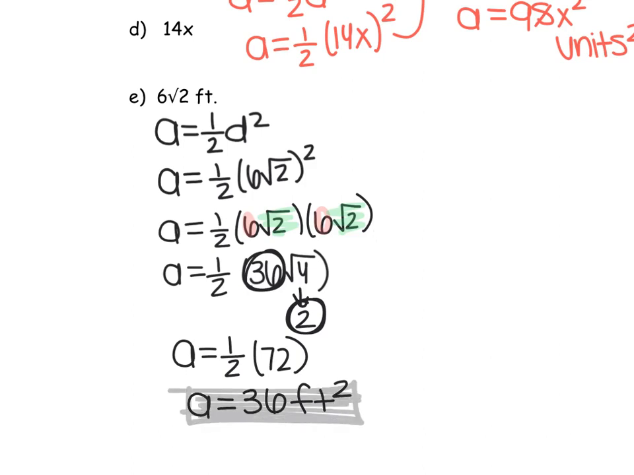So again, 36 square feet. Remember, because it's the whole radical squared, it's the 6 squared, and the radical, which is radical 2 squared. The square root of radical 4 is 2. So we end up with 36 times 2, which is 72. And half of 72 is 36.